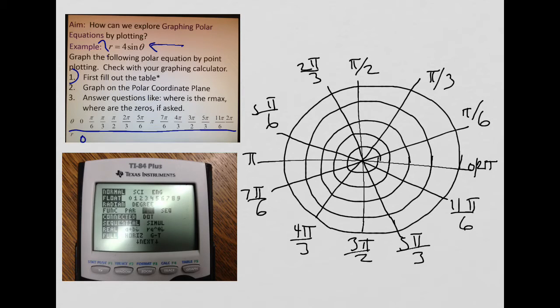So you can see instead of changing from function to PAR for parametric, we're going to go to POL, which is for polar. And you're going to now put in your R equation. When you hit the variable key, it'll come up as theta.